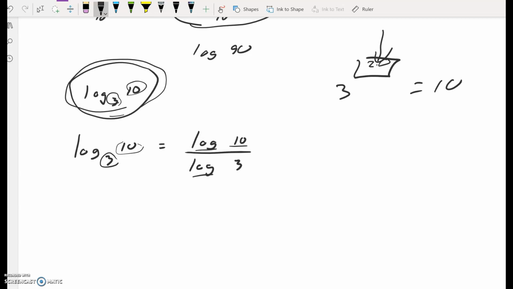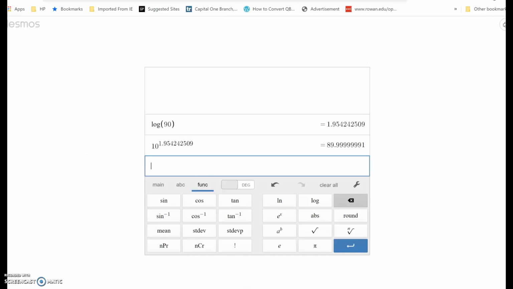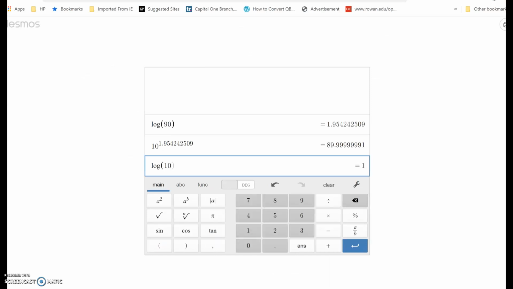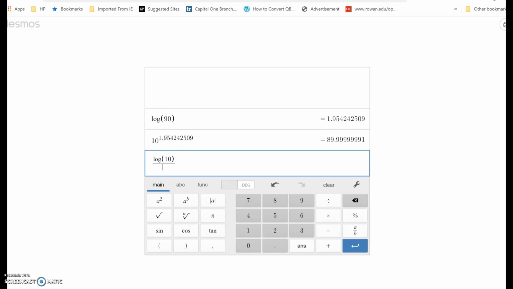So I'm going to leave it this way, which means it's the logarithm base 10, doesn't it? That allows us to use Desmos to calculate this. So let's go do the log 10 divided by the log 3 and see what happens. We have log of 10, which we should know is going to be 1. And then divided by the log of 3.